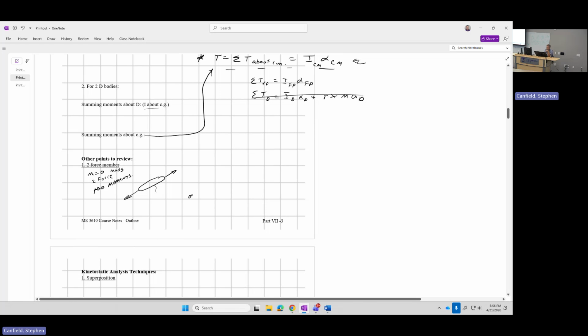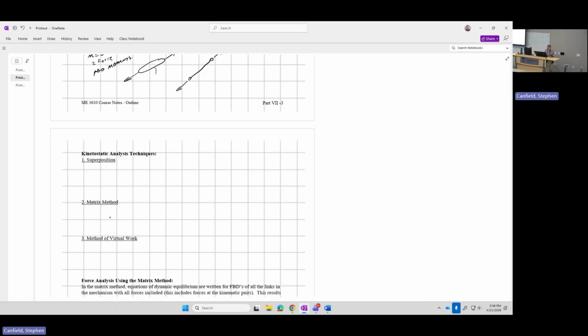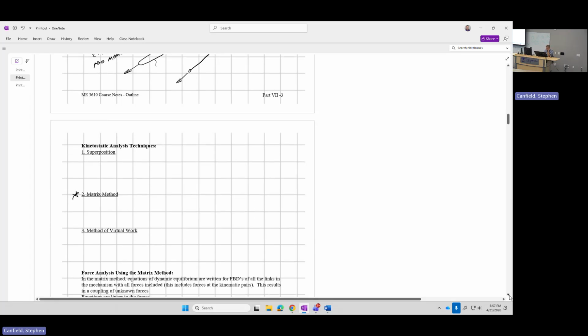A lot of times, if we have a cable, that's an obvious two-force member because it can't carry moments. And with a cable, we assume it's in tension only. Okay, so I've got three methods here. Superposition: because these problems are linear, you can consider just one external component at a time and then add them up. Or the matrix method, where you check everything at once, which is what we're going to do. Or the third method is virtual work, which we've already covered.